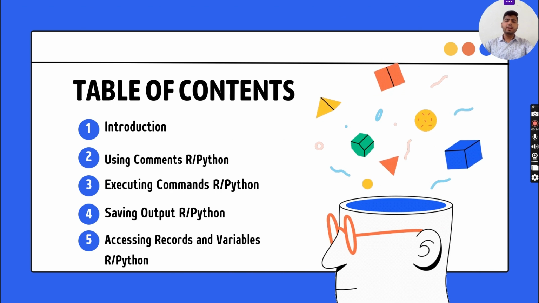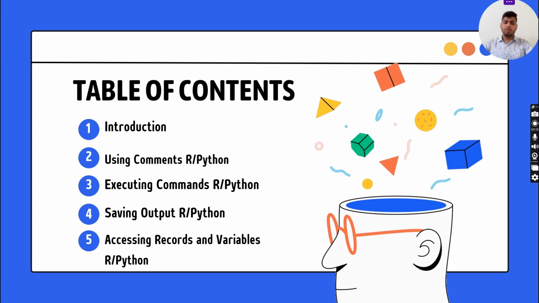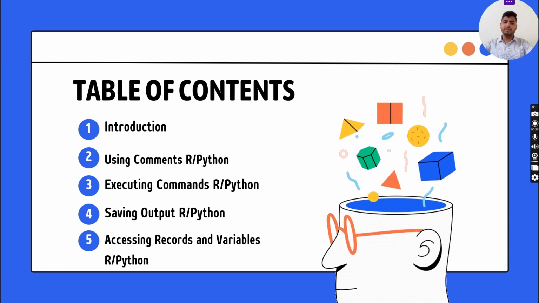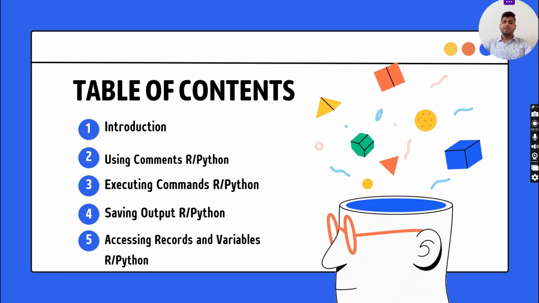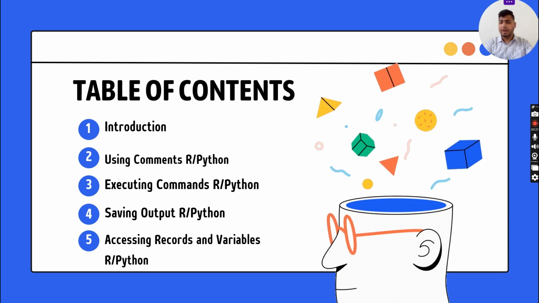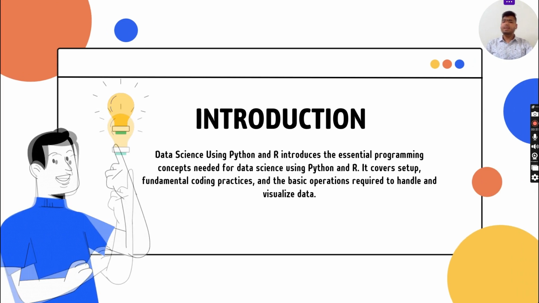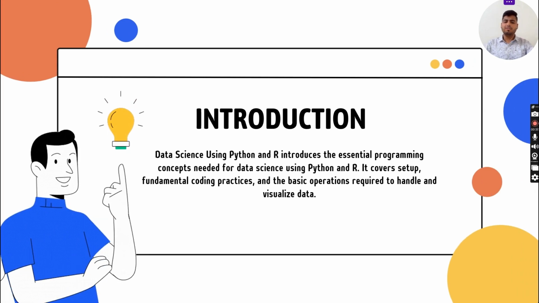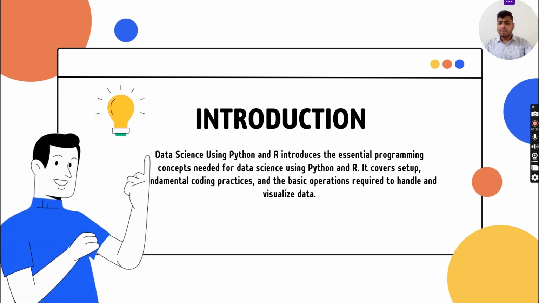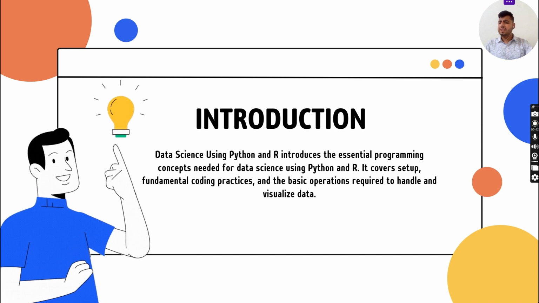So in this video we will cover the following topics: introduction, using commands in R or Python, executing commands in Python, saving output in Python, and accessing records and variables in Python. Firstly, introduction. Python introduces the essential programming concepts needed for data science, and it is used for basic operations required to handle and visualize data.